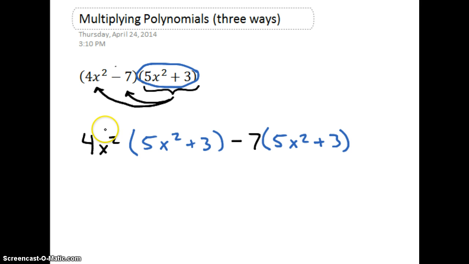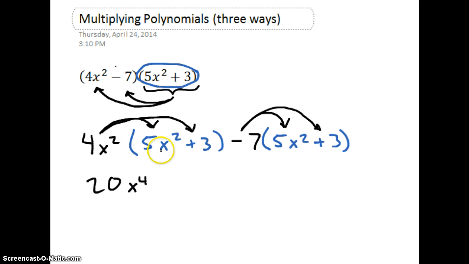And now I use the distributive property two times. Here's the one that I'm more comfortable with: taking this left number and multiplying it by every term on the inside, and then taking this negative 7 and distributing it to everything on the inside of this set of parentheses. So if I simplify this, I get 20x to the fourth. Remember that if I have the same base and I have exponents, then I add the exponents. Then I take this 4x squared and multiply it by 3 and I get 12x squared. Over here I take this negative 7, multiply it by this 5x squared and I get negative 35x squared. And then I take this negative 7 and multiply it by positive 3 and I get a negative 21.